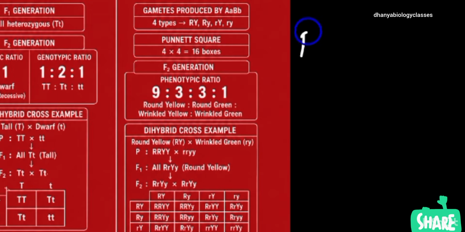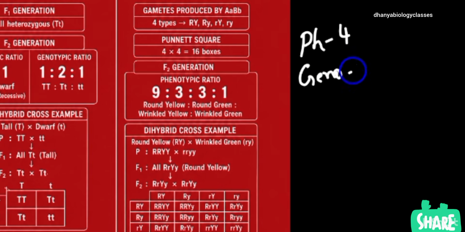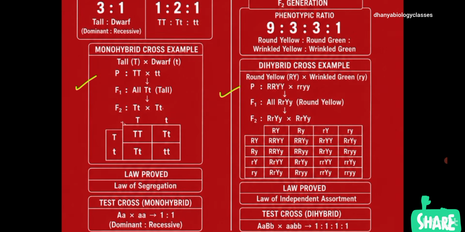So the number of phenotypes in dihybrid cross is 4, and the number of genotypes in dihybrid cross is 9. Okay. And the laws proved from monohybrid cross, 2 laws are there: one is the law of segregation and the other is the law of dominance. And the law introduced from dihybrid cross is the law of independent assortment. Then about test cross ratio, in monohybrid cross it is 1:1, and in dihybrid cross it is 1:1:1:1.